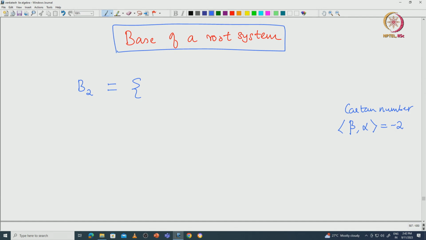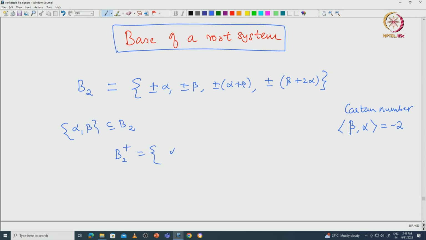Then we saw that this root system B2 consists of the following roots: plus or minus alpha, plus or minus beta, plus or minus alpha plus beta, and plus or minus beta plus 2 alpha. In particular, these roots alpha and beta are some special roots inside B2, and they divide B2 into 2 sets. One is B2 plus, which consists of alpha, beta, alpha plus beta and beta plus 2 alpha.